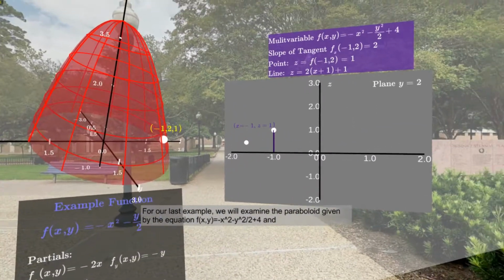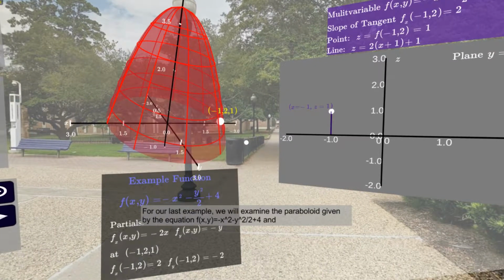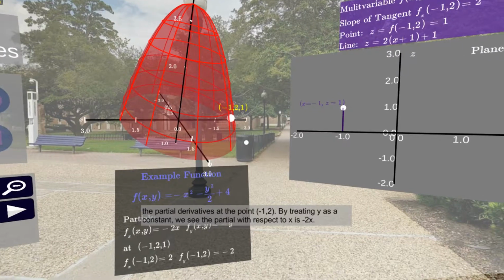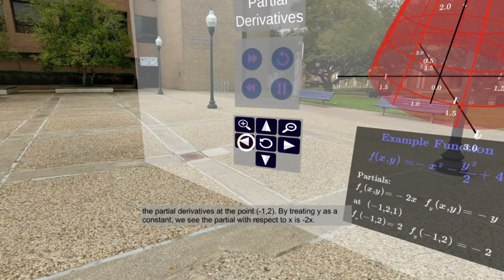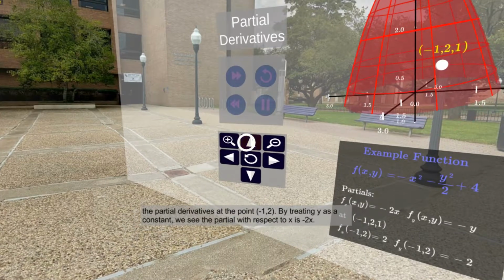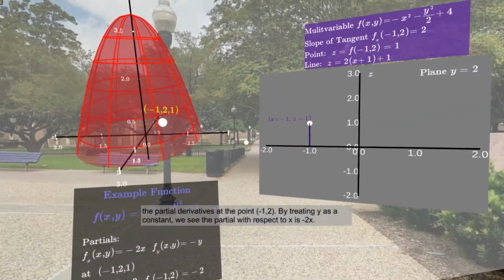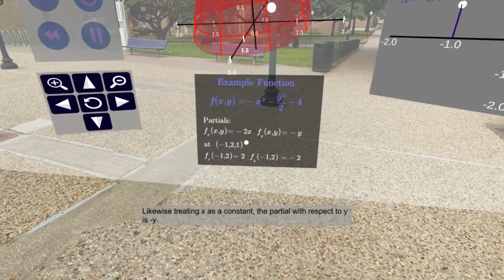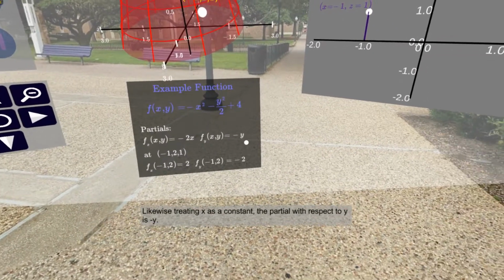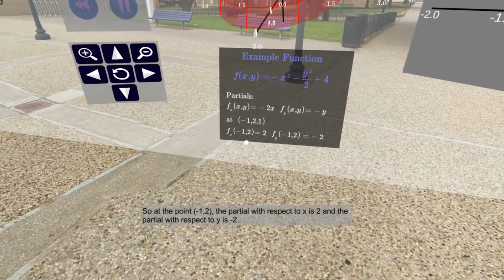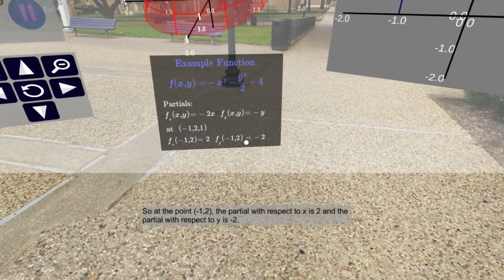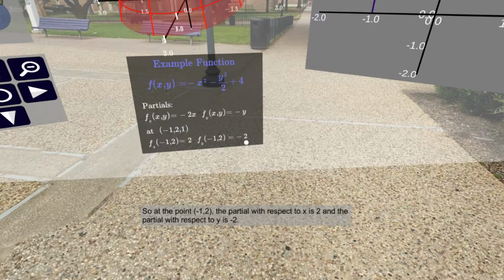For our last example, we will examine the paraboloid given by the equation f equals negative x squared minus y squared over 2 plus 4, and the partial derivatives at the point negative 1, 2. By treating y as a constant, we see the partial with respect to x is negative 2x. Likewise, treating x as a constant, the partial with respect to y is negative y. So at the point negative 1, 2, the partial with respect to x is 2, and the partial with respect to y is negative 2.